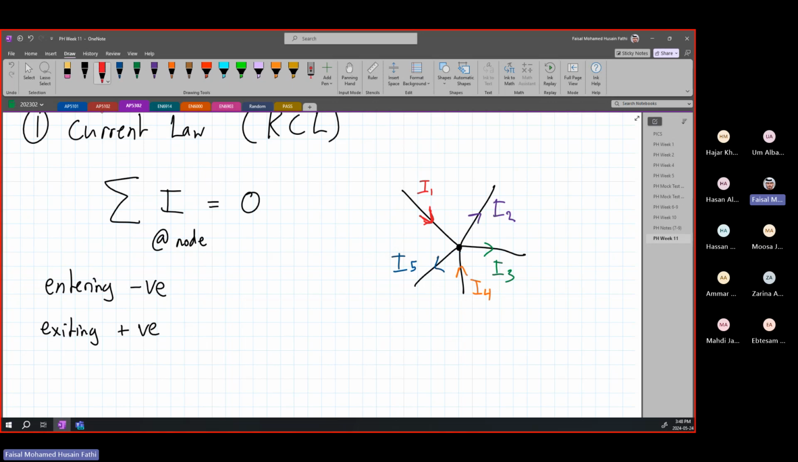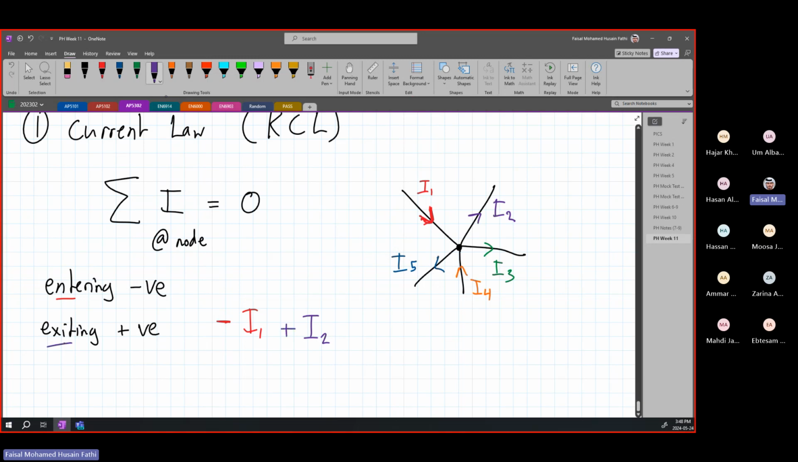So what does that mean? Now let's look at I1. I1 is going inside. It is entering. So we can say that I1 is going to be a negative value because entering is negative. All right. Entering is a negative value. Let's look at I2. I2 is exiting. So exiting is a positive value.